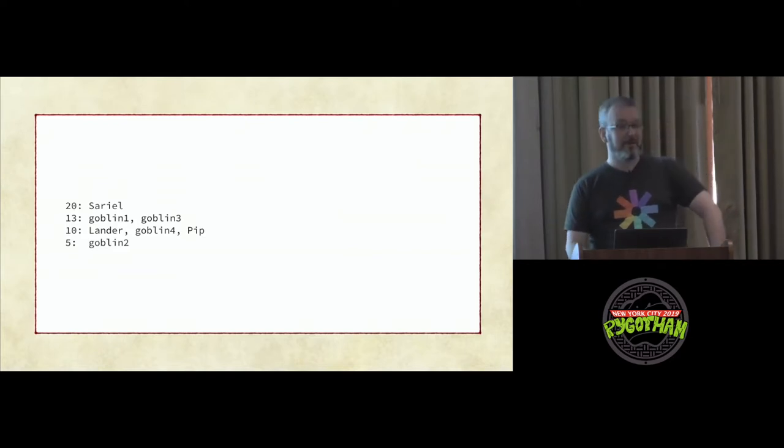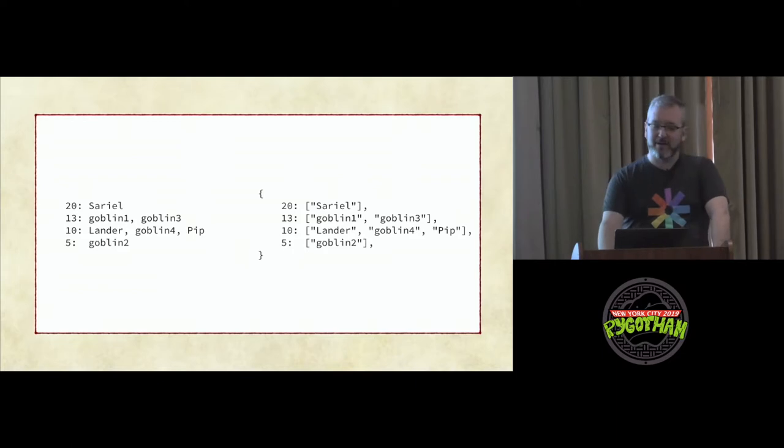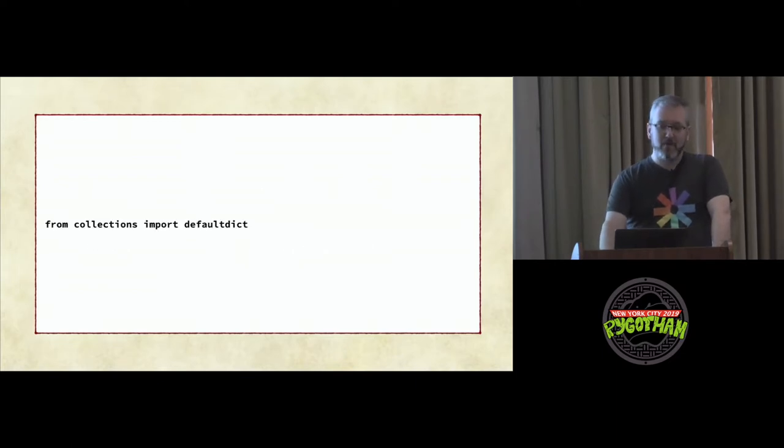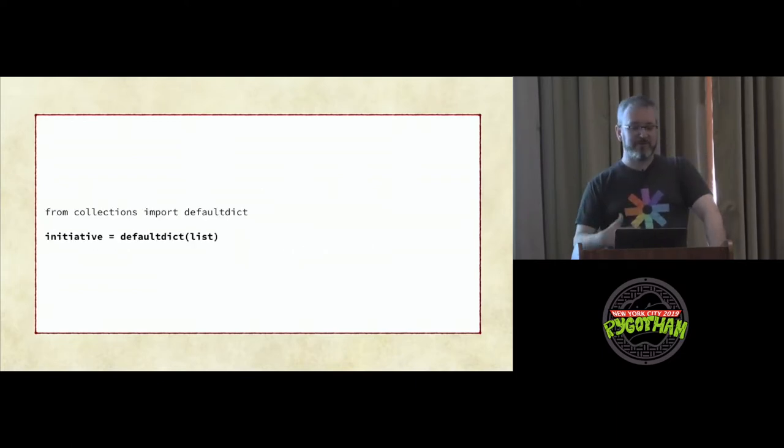Now, to me, that looks an awful lot like a dictionary of lists. So let's use that as the core of our turn tracker. We'll use a default dict so that it's easier to add new combatants into the turn order. So anytime we reference some initiative value that's not already in that default dict, it'll go ahead and create a new list with that roll as the key and an empty list that we can start putting things into.